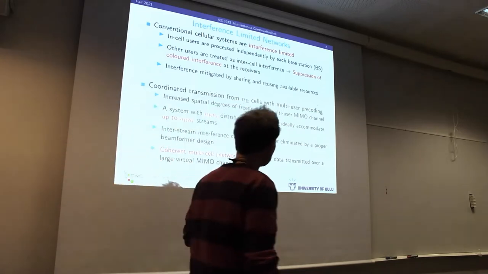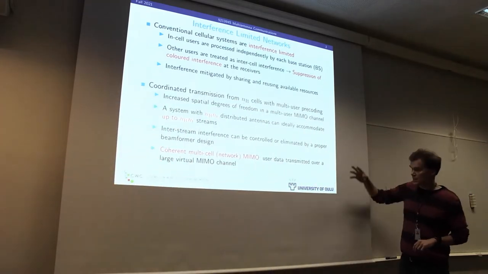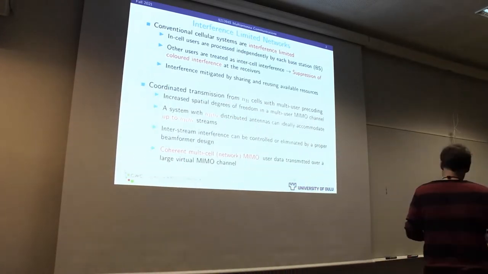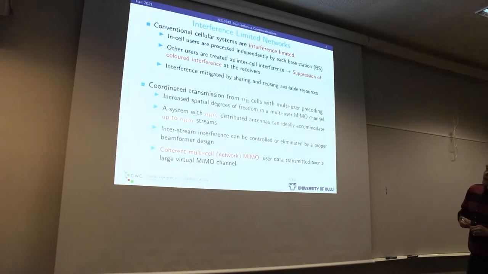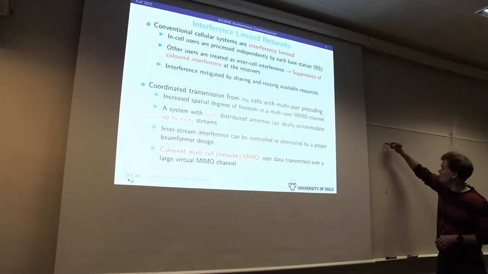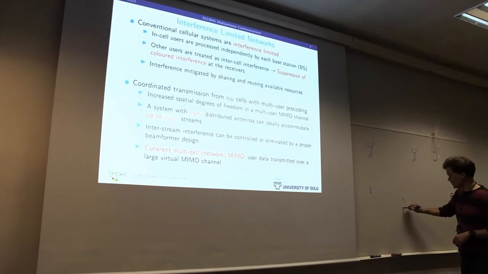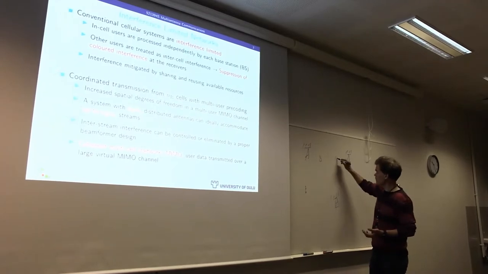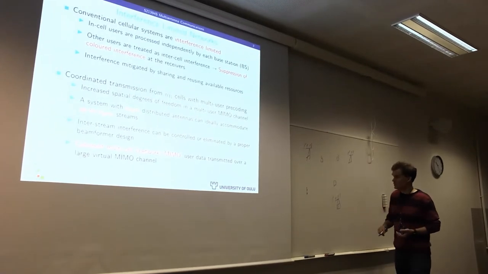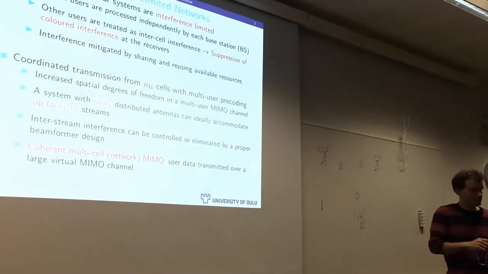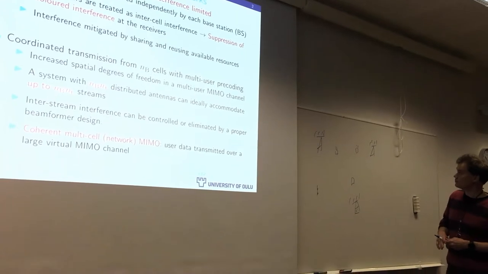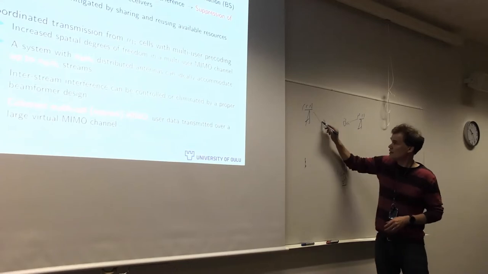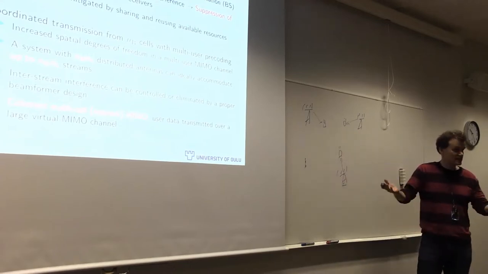Okay, something general, interference limited networks. So conventionally, if you think about 3G, 4G, and the first release of 5G cellular systems, you have base stations distributed in the coverage area, based on some network planning to provide as uniform coverage as possible to customers. So traditionally, each user is served by the closest base station, or the best base station at the given time.